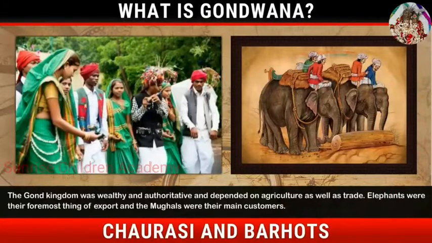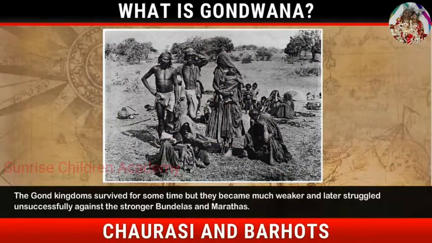The Gond kingdom was wealthy and authoritative and depended on agriculture as well as trade. Elephants were their foremost thing of export and the Mughals were their main customers. The Gond kingdoms survived for some time, but they became much weaker and later struggled unsuccessfully against the stronger Bundelas and Marathas.